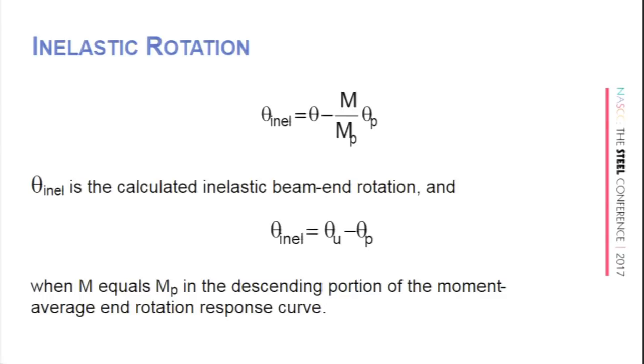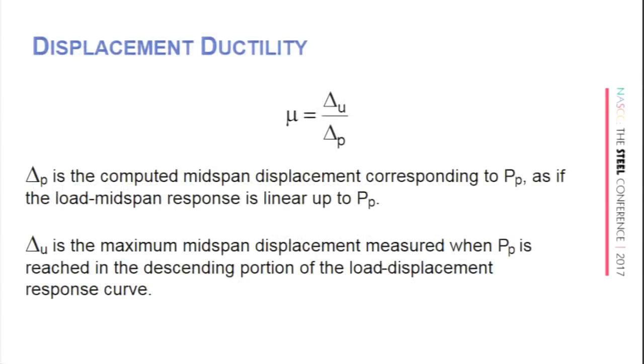Two other definitions I'll just put up here quickly. Theta inelastic is just removing the elastic portion out of that, so we can compare things on a one-to-one basis when we look at the experiments that were done. And also displacement ductility. You find this more when I'm loading a structure and I really don't want to deal with the end rotations, but I want to look at what ductility I achieve. If I've got a point load on a beam, what is that displacement? So I can take essentially the same definition as for the end rotation and do it similarly here using delta U over delta P.